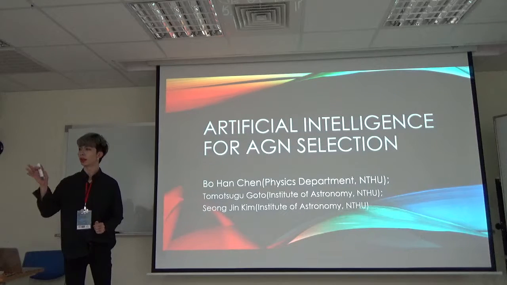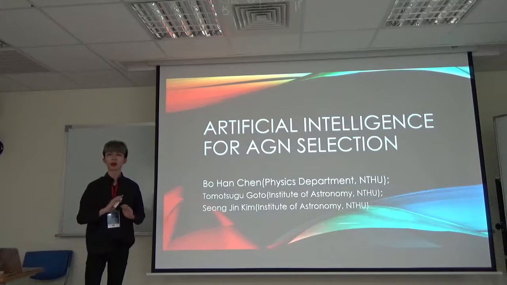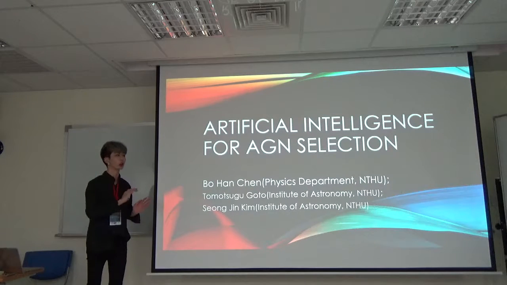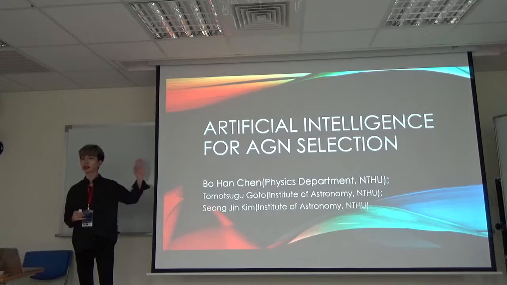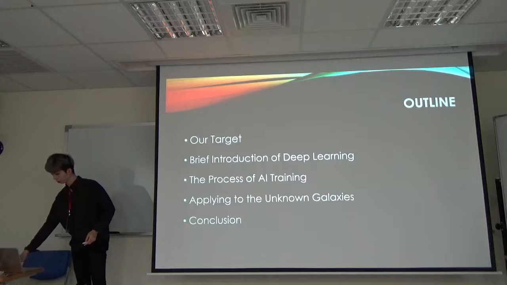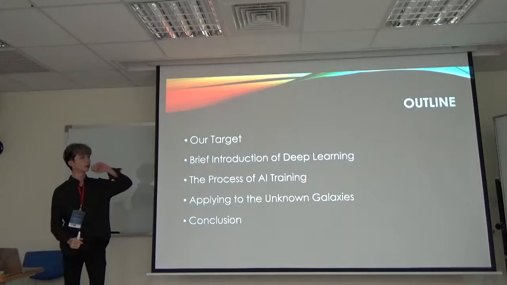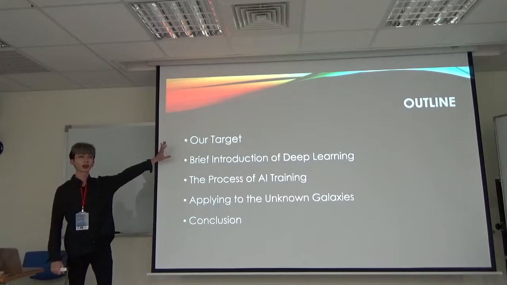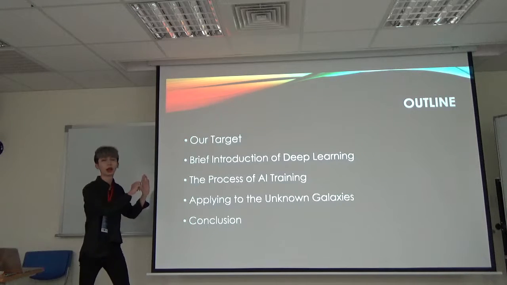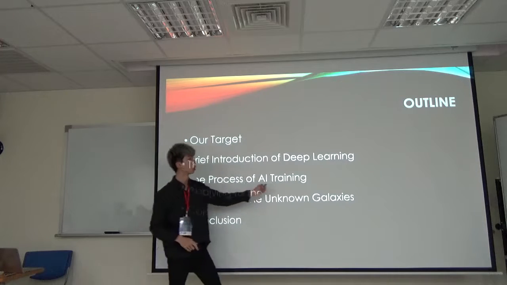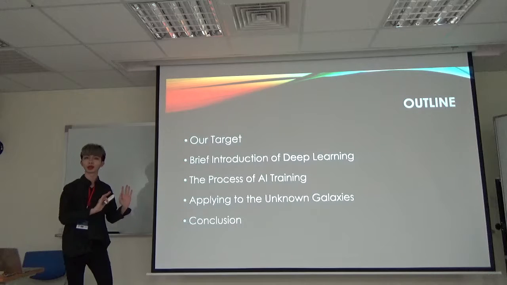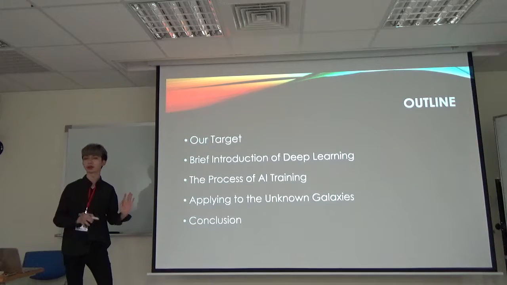The same question as Arten, but we are using a different model. So I will give another result from another machine learning method of AGN selection. Okay, this is my outline. I will give you the target we are going to achieve, and a brief introduction of our model, which is called deep learning. And I will show you how we train this AI and how it gives us the results.